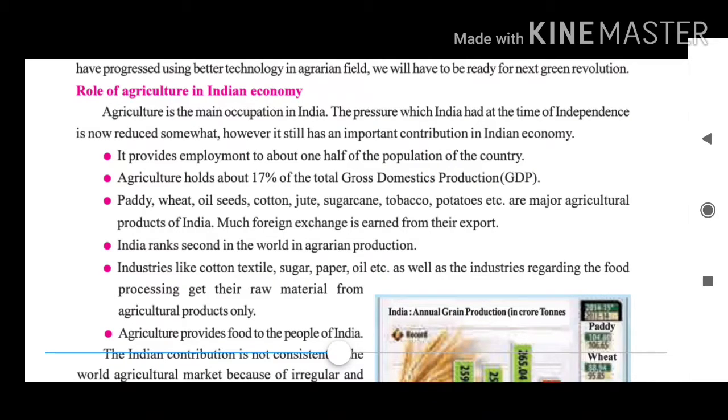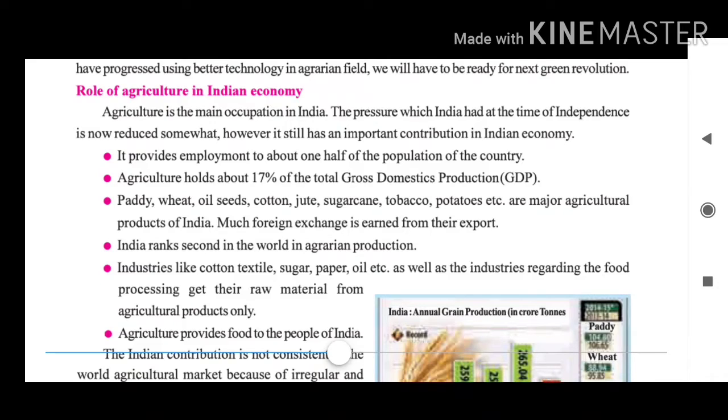We have discussed till the Green Revolution. Now we'll be looking towards the next topic, that is the role of agriculture in Indian economy. We have almost read to the end part of this chapter. Only one or two topics have been left out, and then we'll end the lecture. Role of agriculture in Indian economy.